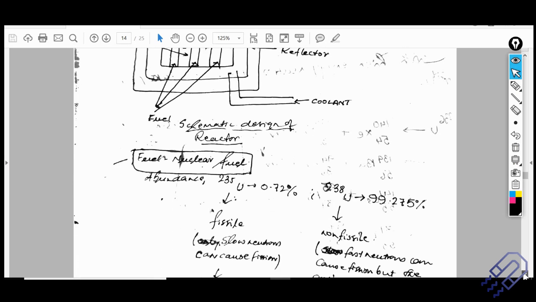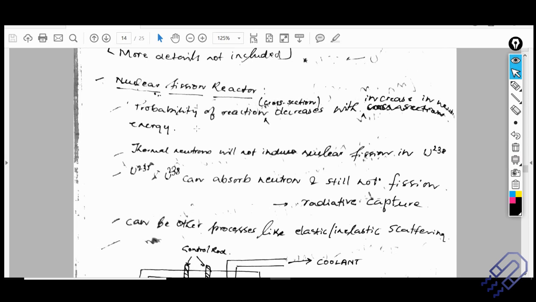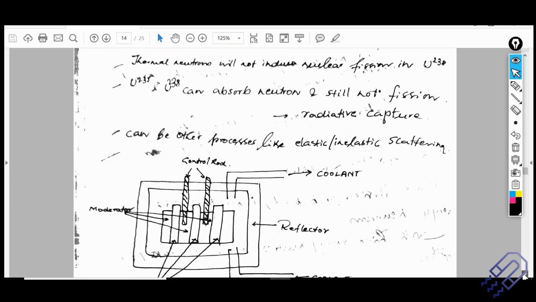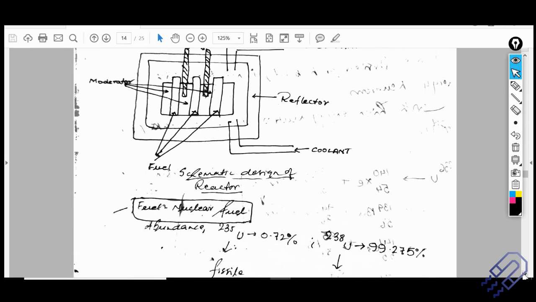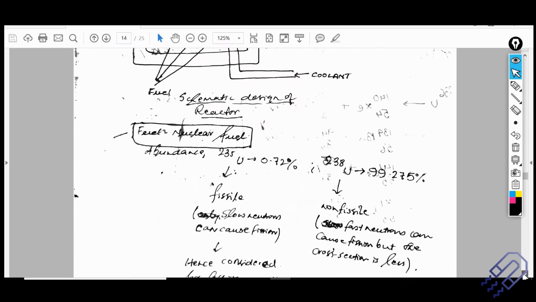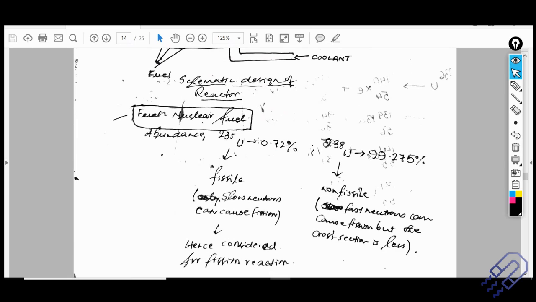Now imagine you have uranium, and you might have heard the term abundance. Abundance is something you have in your lower classes also. When we talk about abundance, it means the availability of that particular element. And if you look at the abundance of uranium-238, it's far more compared to uranium-235. What do I mean by that?